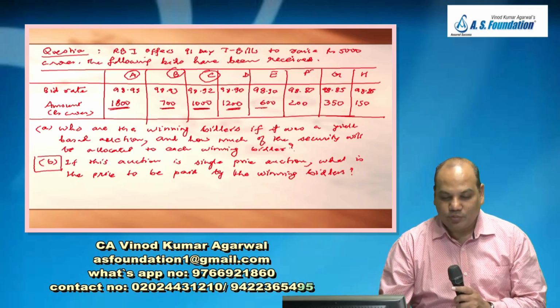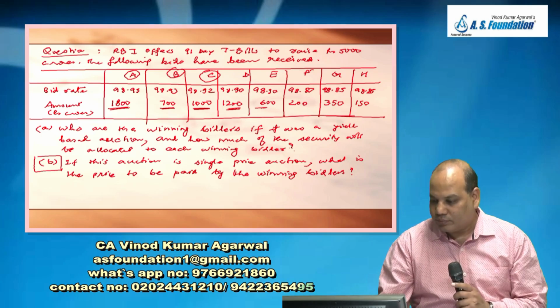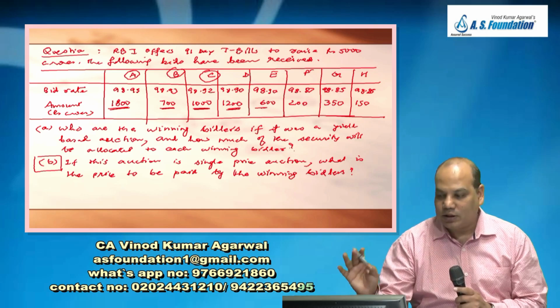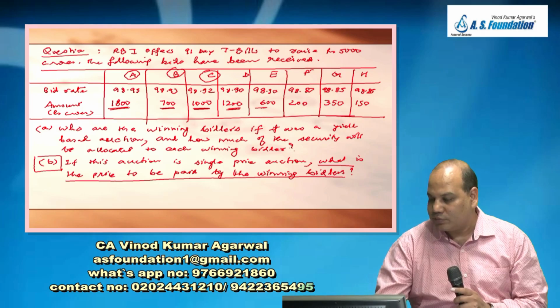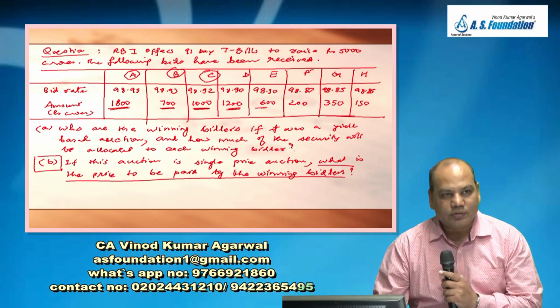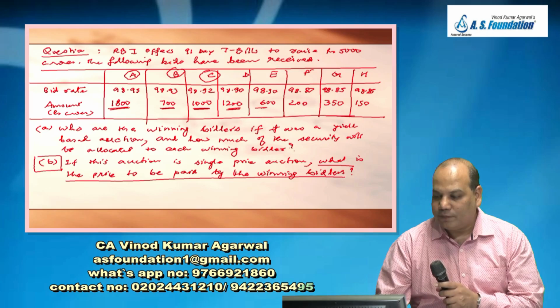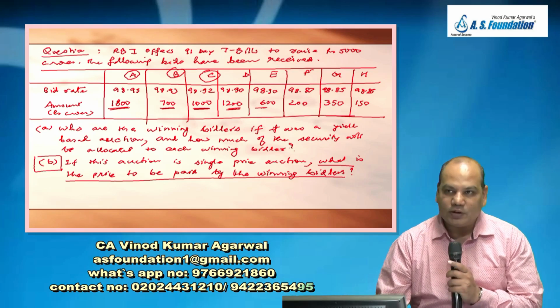On the screen in your book also, if this auction is a single price auction, that means they want to issue all the treasury bill at a single price. What is the price to be paid by the winning bidders? So that means now I will not allocate at 4 different prices. Now I will allocate at a single price such that I should be able to raise rupees 5000 crore.